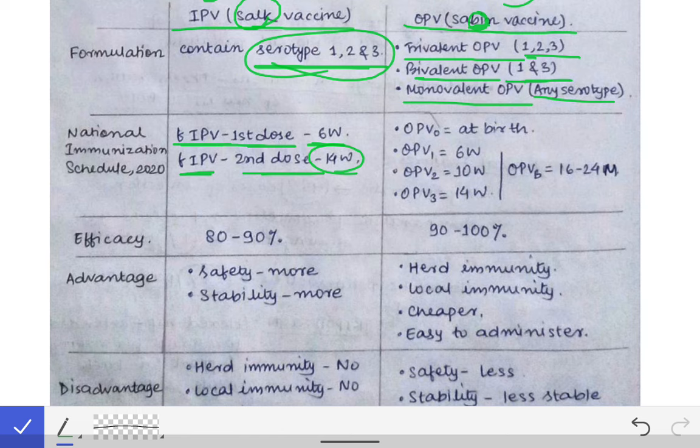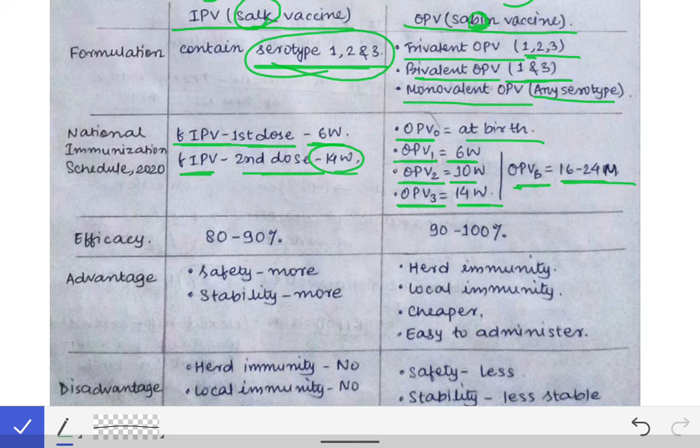While in case of the oral polio vaccines, five doses are given. The OPV 0 is given at birth, OPV 1 at 6 weeks, 2 at 10 weeks, OPV 3 at 14 weeks after birth, and OPV booster dose at 16 to 24 months after the birth.